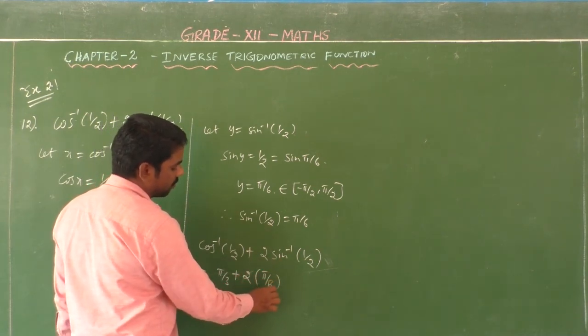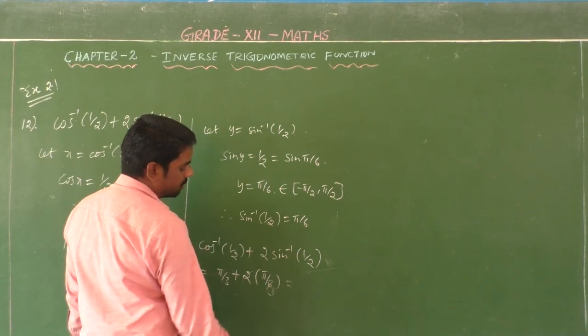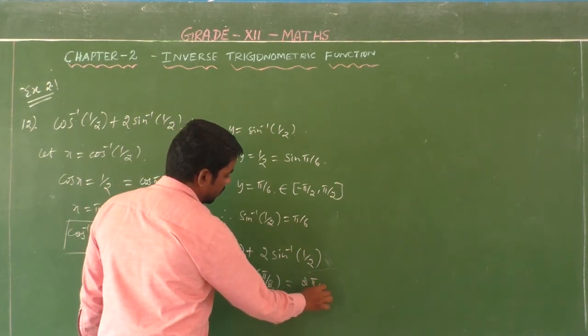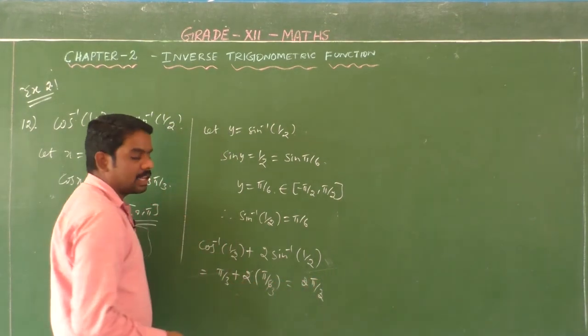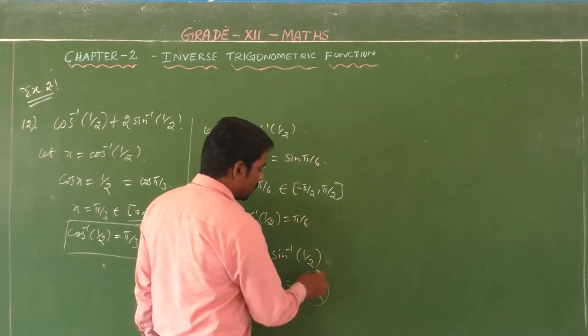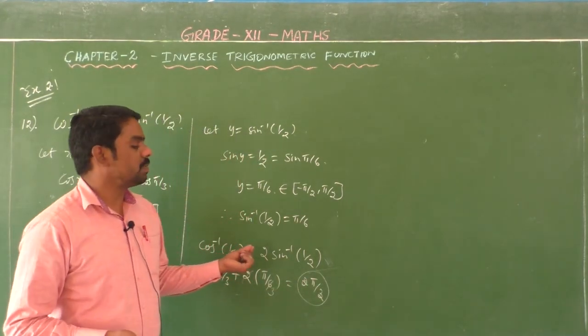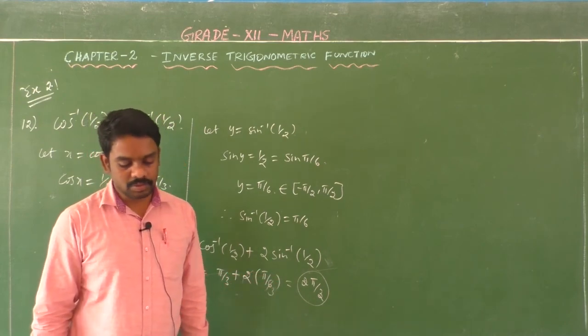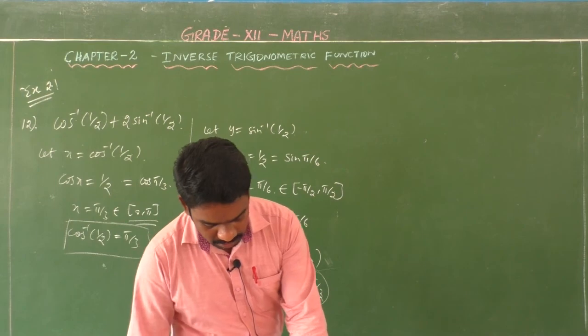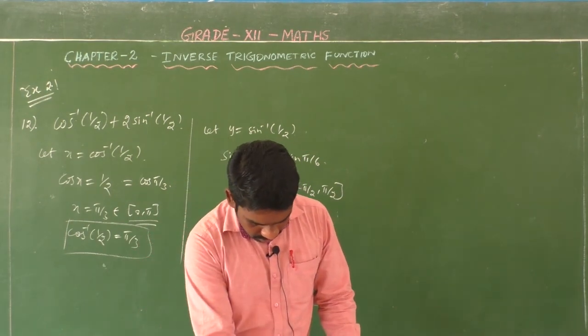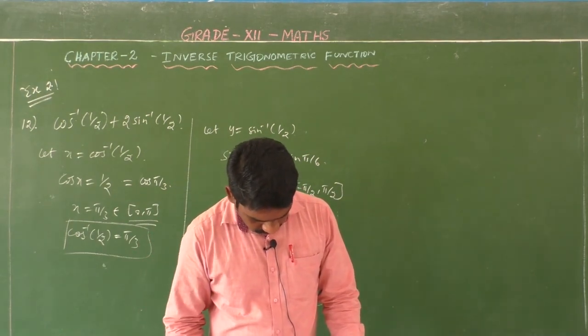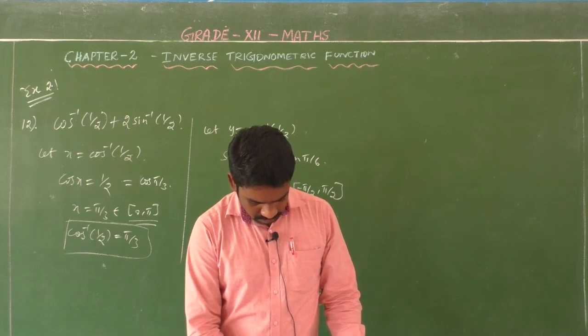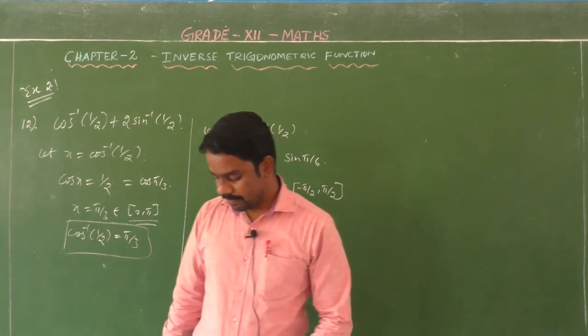So 2 into pi by 6 is pi by 3. Pi by 3 plus pi by 3 is equal to 2 pi by 3. So the required value of cos inverse of 1 by 2 plus 2 sin inverse of 1 by 2 is equal to 2 pi by 3. Right, the 12th question's answer is 2 pi by 3.